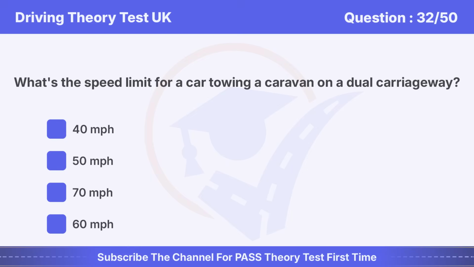Question 32. What's the speed limit for a car towing a caravan on a dual carriageway? Option A. 40 miles per hour. B. 50 miles per hour. C. 70 miles per hour. D. 60 miles per hour.